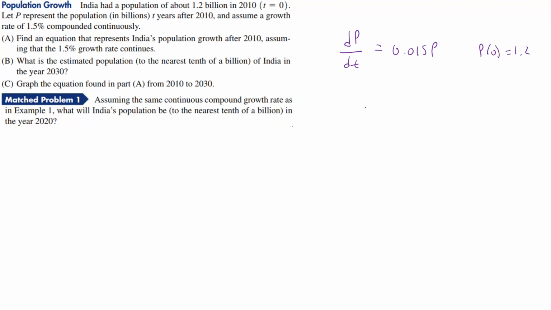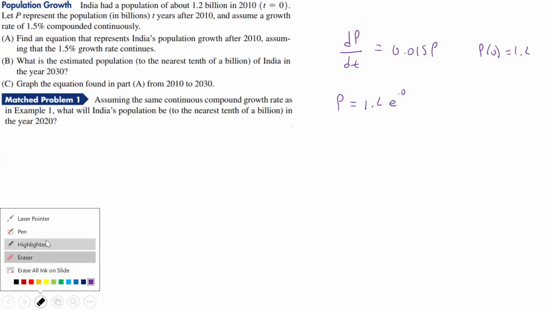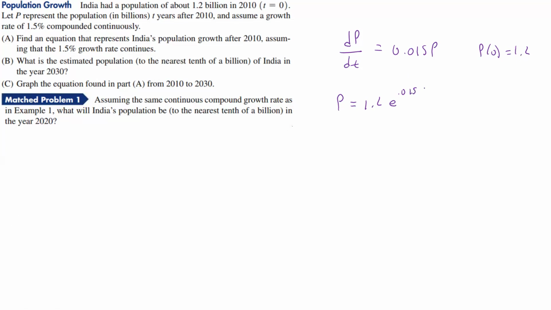If we go back to our law, P is equal to 1.2, which is our P naught at time 0, times e to the 0.015 times t. So P naught e to the rt. This is our P naught at time 0, and that's our rate as a decimal, which was the 1.5%. And so now we have that equation.